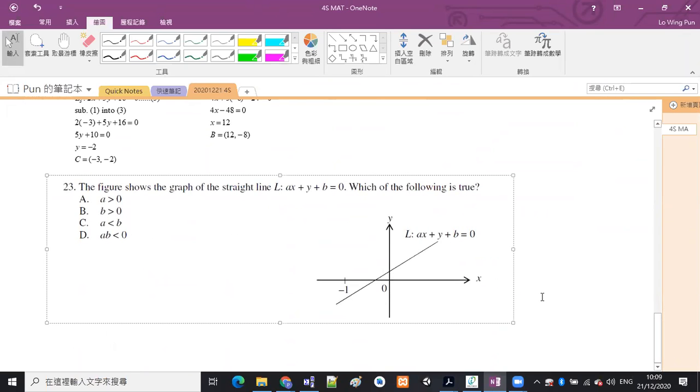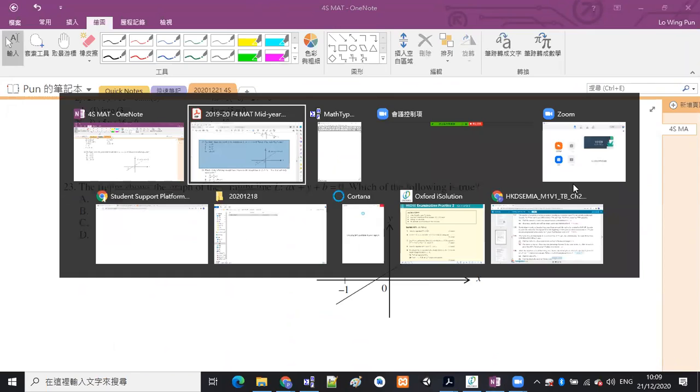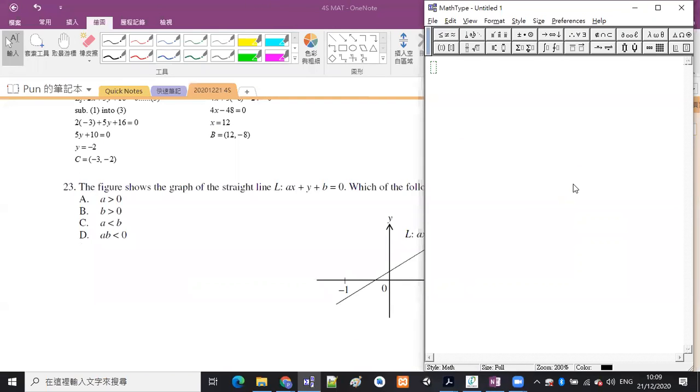So the figure shows the graph of the straight line L. Which of the following is true? 好啦，嗱有呢啲喎，即係 A'啊、B' 嗰啲喎，係嘛？OK，咁我哋先考慮咧就係個 x intercept 啦、y intercept 啦，同埋 slope 咁樣樣。OK，基本上就係呢幾樣嘢啫。So let me find the y intercept first.